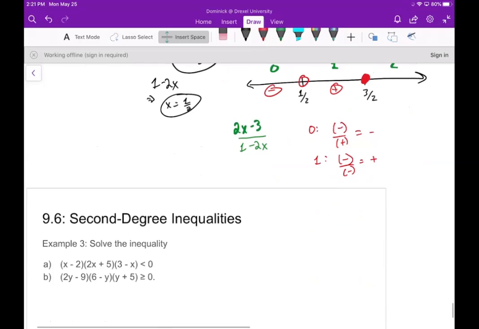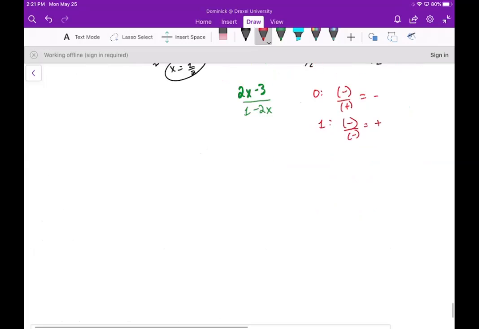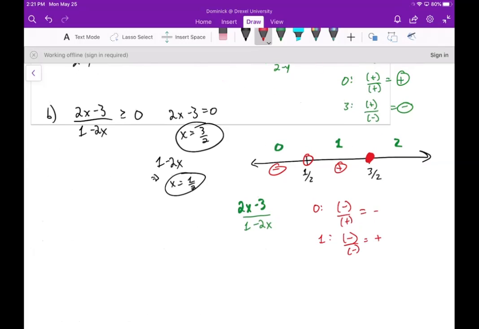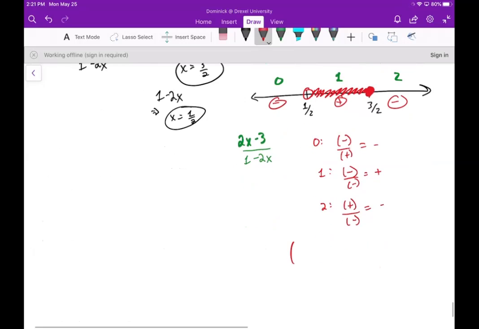Let me give myself a little more room. And if we plug in a 2, we're going to get a positive over a negative, which is negative. Right? And again, since we want this to be positive, this time we want the middle region. So then we're going to say we want 1/2 to 3/2, where we include the 3/2, but not the 1/2.